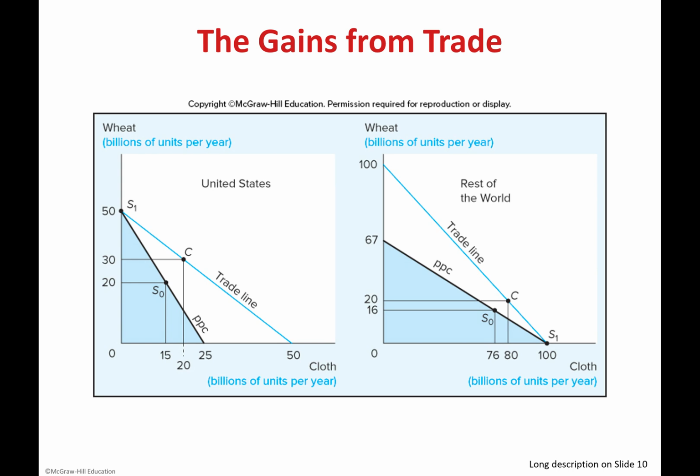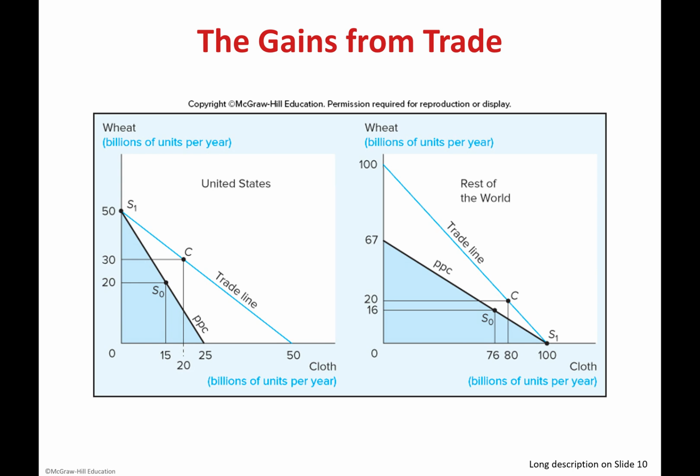So this is a very, very simple, very, very basic framework. And yet we've shown that if two countries with different PPCs, different slope PPCs, I should say, trade, that they can benefit themselves in the sense of getting to a point that they couldn't get to all by themselves. Those, therefore, are the gains from trade.